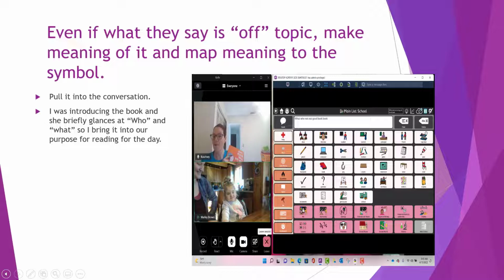So, a couple of things there. As you notice, we're bringing in the who and the what. We're explaining what it was. I also, if you noticed, I was narrating where I was going.